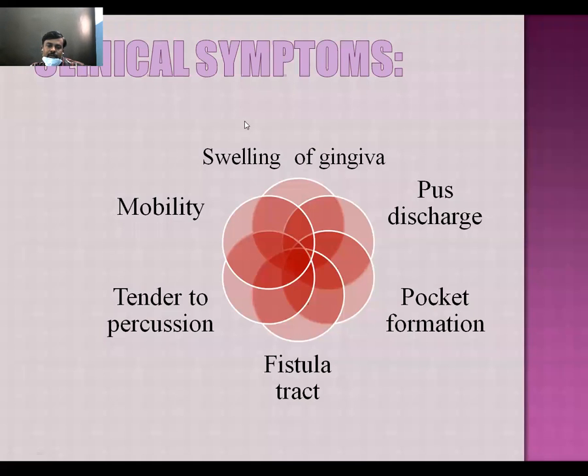They may come to the clinic with these clinical features: swelling and changes in the gingiva, that is, swelling around the gingiva. There may be pocket formation, pus discharge, and mobility may be present. The tooth will be tender under percussion. There may be a sinus tract presentation.